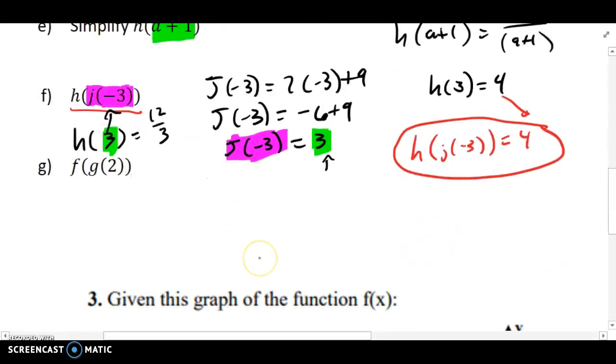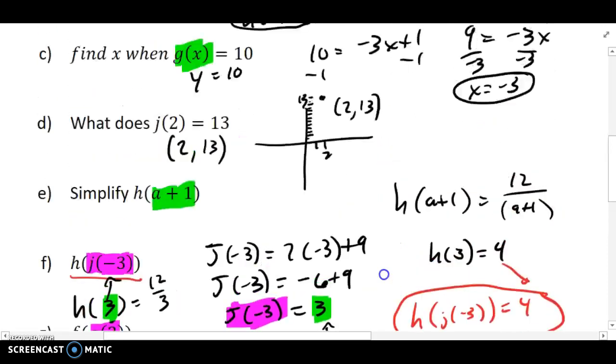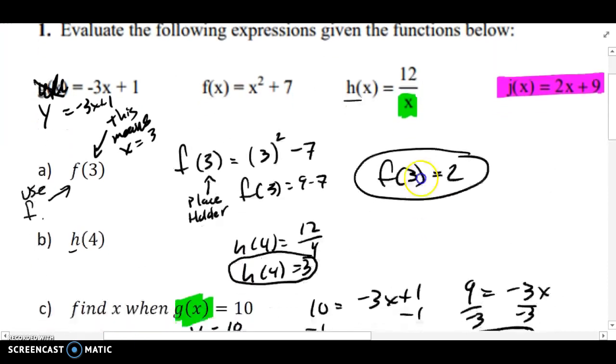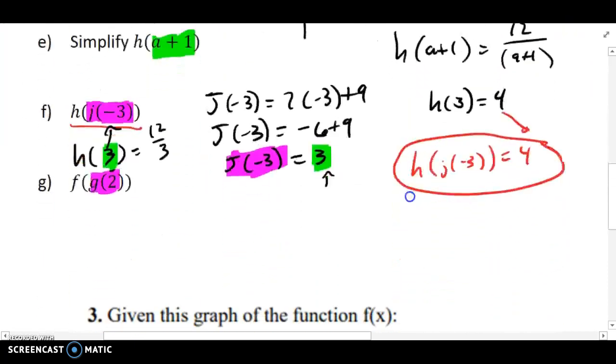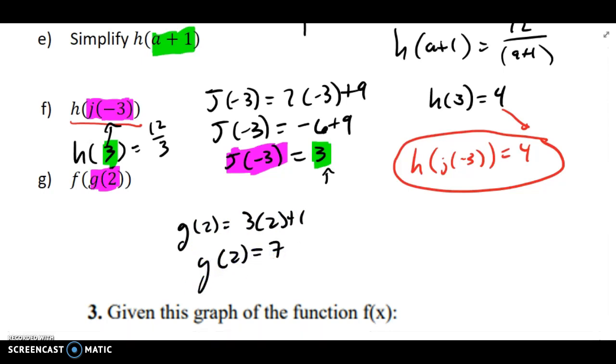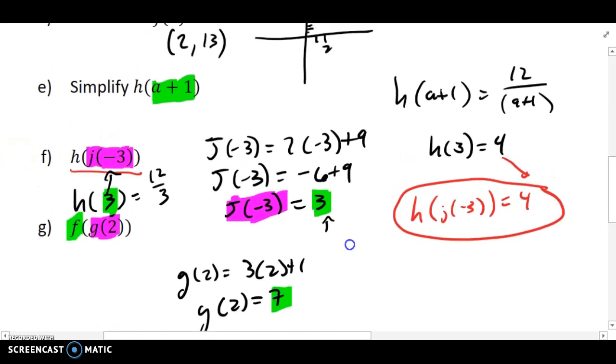Same thing here, so we're going to start with this one right here, g of 2. G is 3x plus 1? Yeah, 3x plus 1. So we're going to get g of 2 is equal to 3 times 2 plus 1. So g of 2 is equal to 7. And then we're going to take this 7 and put it in for f. So it's like a chain reaction. So you can see I can add more letters, and we just keep chain reactioning back.